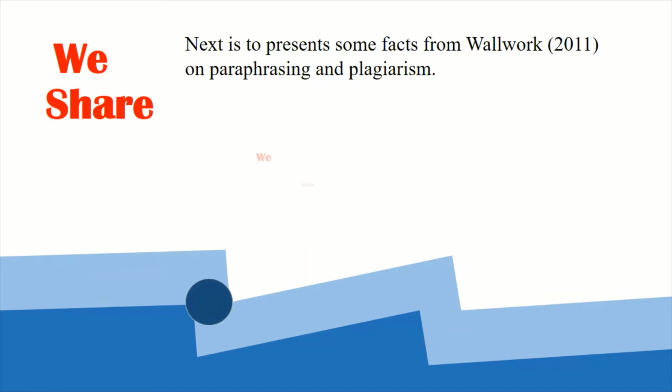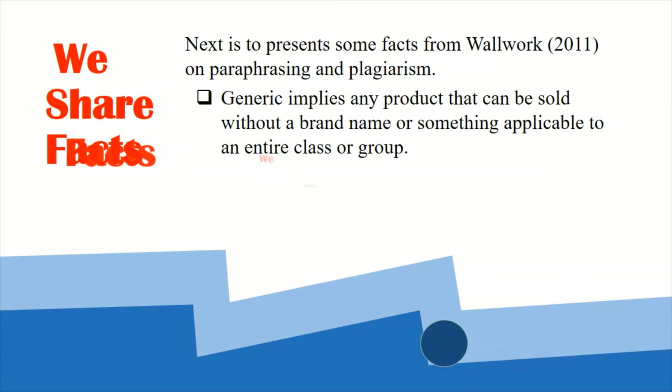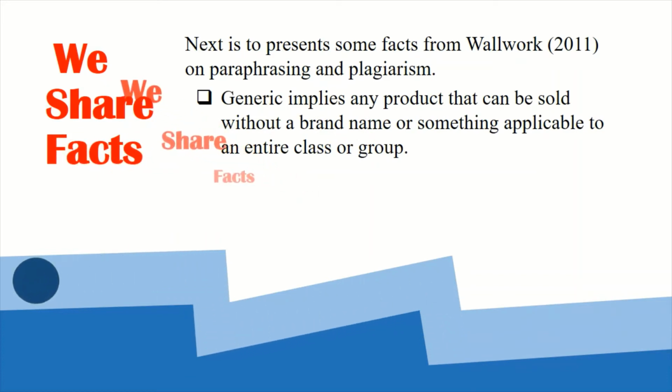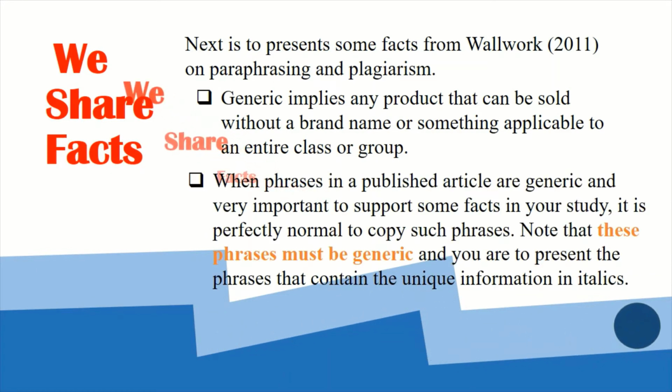Next is to present some facts from Wallwork, 2011, on paraphrasing and plagiarism. Generic implies any product that can be sold without a brand name, or something applicable to an entire class or group. When phrases in a published article are generic and very important to support some facts in your study, it is perfectly normal to copy such phrases. Note that these phrases must be generic, and you are to present the phrases that contain the unique information in italics. If you use any text from a published article but not in italics without any acknowledgement, then you are committing plagiarism. Note that plagiarism software would pick it up as a faulty sentence and produce a high similarity index.